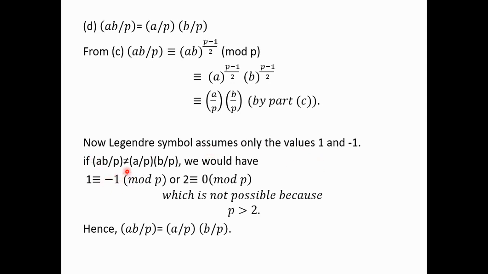If (ab/p) is not equal to (a/p)(b/p), we would have 1 congruent to minus 1, because the symbol has only two values, either 1 or minus 1. If we are saying that the left hand side is not equal to the right hand side, that means the possibility is 1 is congruent to minus 1 modulo p. Or if I take minus 1 on the left hand side, then 2 is congruent to 0 modulo p, which is impossible because our p is greater than 2. p is an odd prime. So this is not possible, and hence these two sides should be equal. So (ab/p) is the same as (a/p)(b/p).